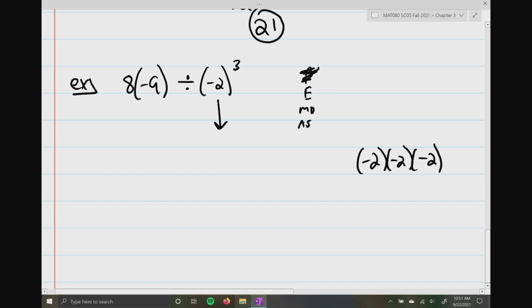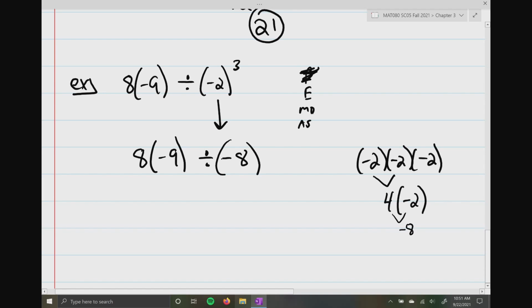Then let's just go left to right. Negative 2 times negative 2 is positive 4. And positive 4 times negative 2 is negative 8. So I rewrite everything exactly how it looks. And I replace the quantity of negative 2 to the third power with negative 8.